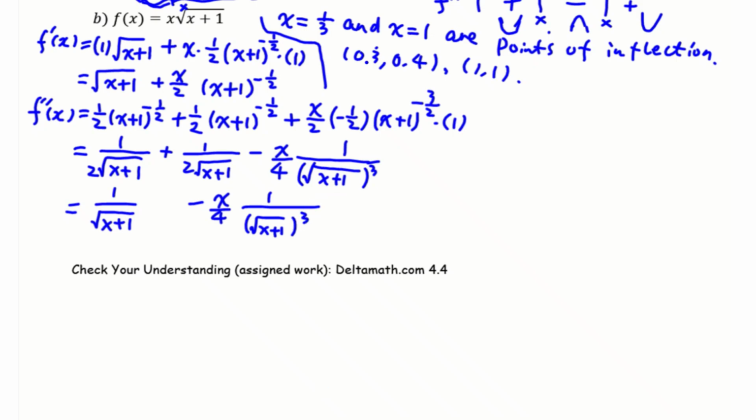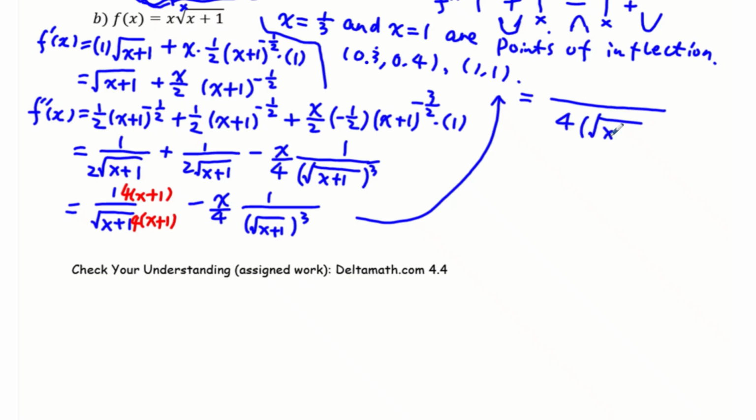In order to have the same denominator, we need to multiply (x plus 1) to both top and bottom, and we also need to multiply by 4 to get the same denominator. Then we are going to have equals 4 times the bracket square root of (x plus 1) to the exponent cubed. Then 4x plus 4 minus x gives us 3x plus 4. We combine the numerator. So this is the double prime.